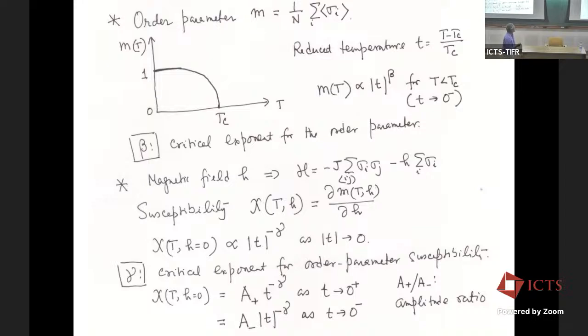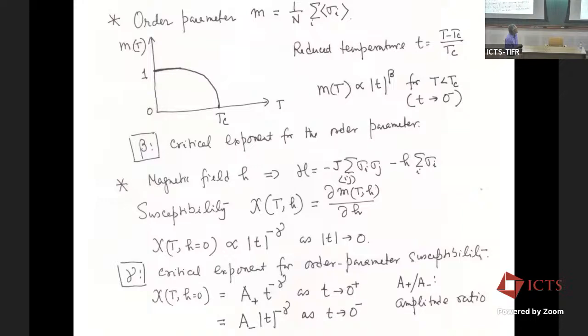And this is my handwritten picture of what you just saw in the previous transparency, that if you plot the magnetization as a function of temperature, then it will be 0 above Tc, and then it will grow continuously from 0 as one goes to a temperature below Tc. And this continuous growth is characterized by the exponent which is called beta. So this is how one defines it. The magnetization is a function of the reduced temperature raised to the power beta. Beta is a number which is positive, bigger than 0.